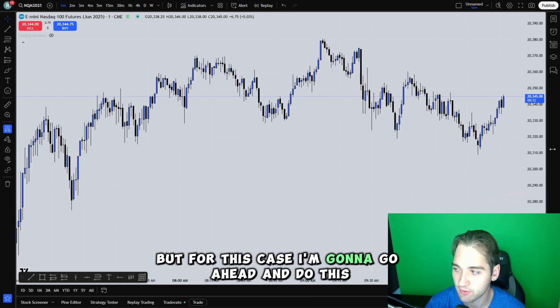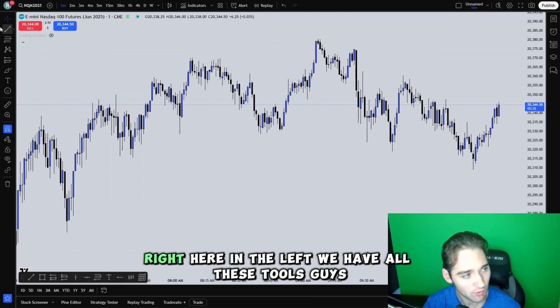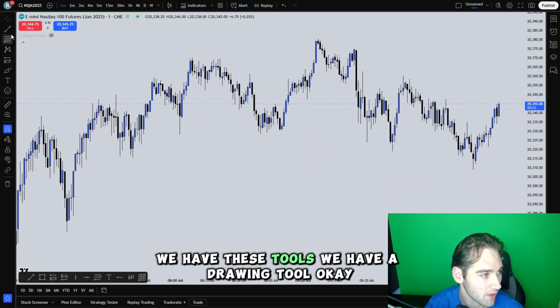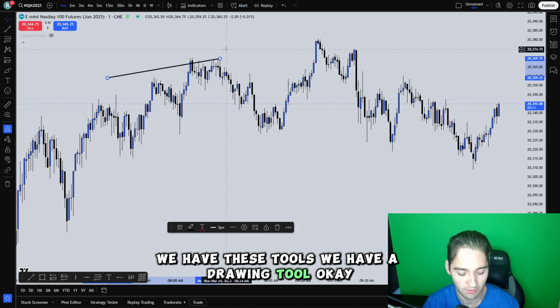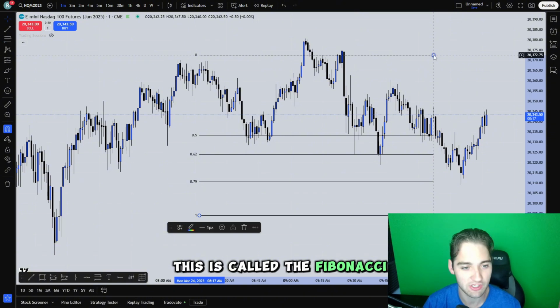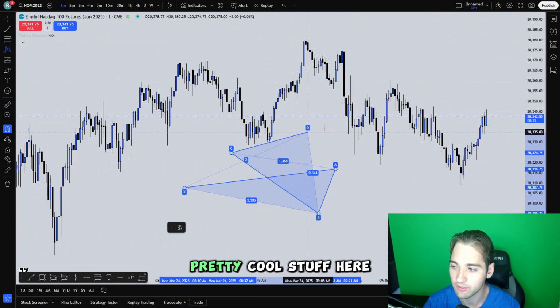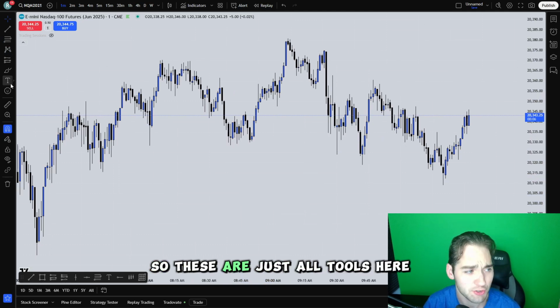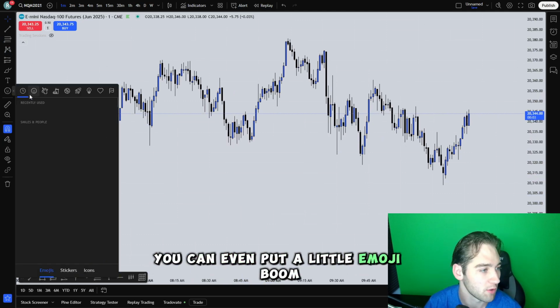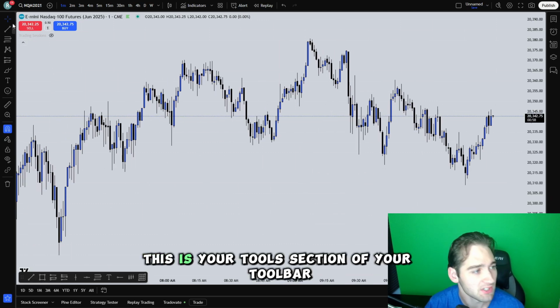But for this case, I'm going to do this just so it doesn't make you too confused. Right here on the left, we have all these tools, guys. We have a drawing tool. We have this tool right here, which is called the Fibonacci. We have this tool, pretty cool stuff. These are just all tools here. You can even put a little emoji, boom, pretty cool stuff. But anyway, this is the tools section of your toolbar.